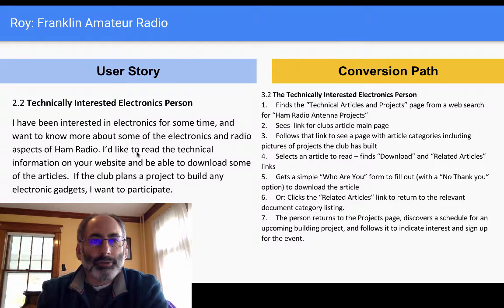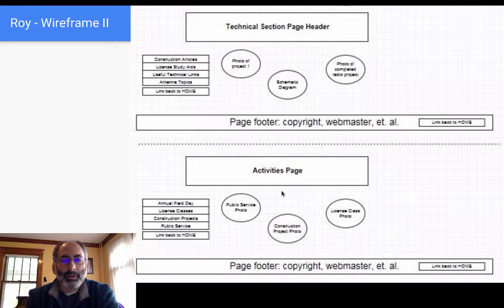Okay, this is Royce Franklin Amateur Radio. He parsed out 2 different conversion paths and user stories. One user is somebody who's interested in the technology of ham radio and wants to find a club to build and share some electronics with. And then another, which is related to people who are looking to get classes so they can be licensed ham radio operators. And so even here we have 2 landing pages.